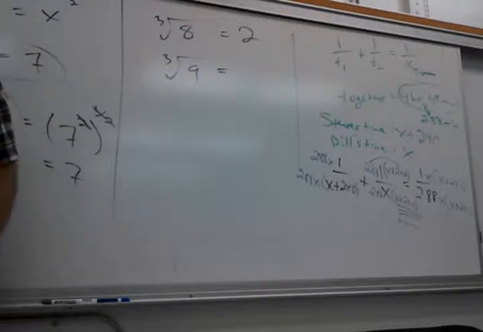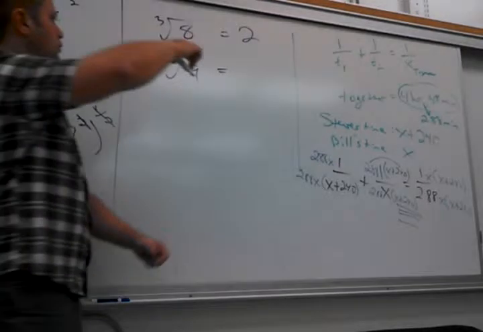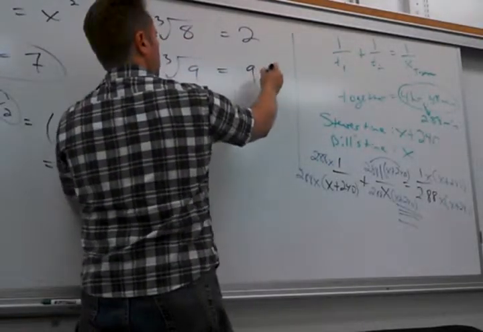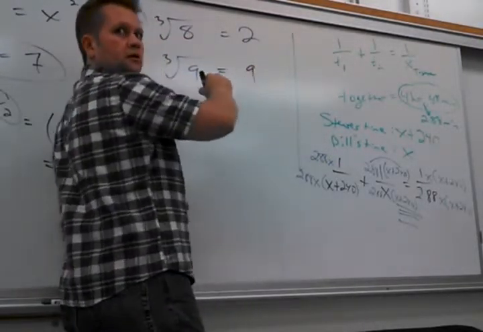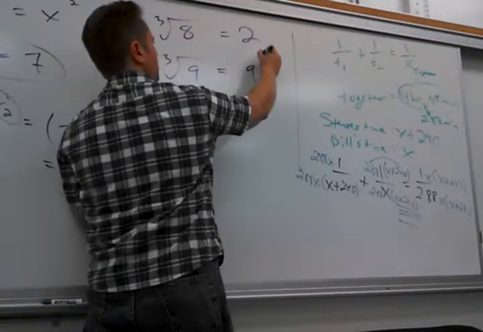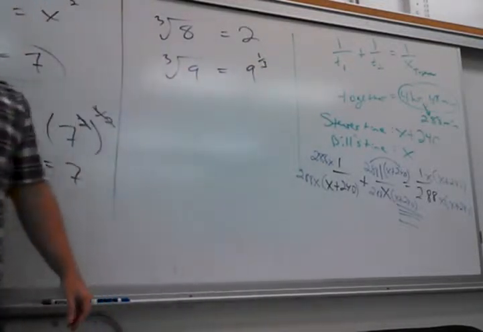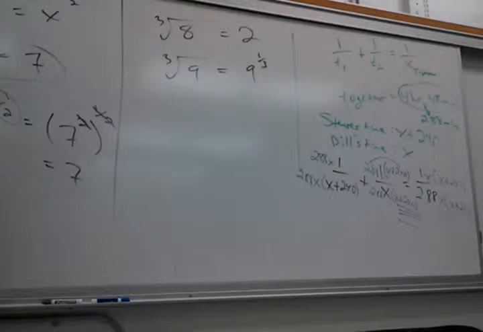If they said rewrite this in exponential form, using it as an exponent, how would you rewrite this in exponential form? 9 to the 1/3 power. Oh. Because a cube root is a 1/3 power. It cuts things in thirds. So a 4th root is a 1/4 power. It's crazy.